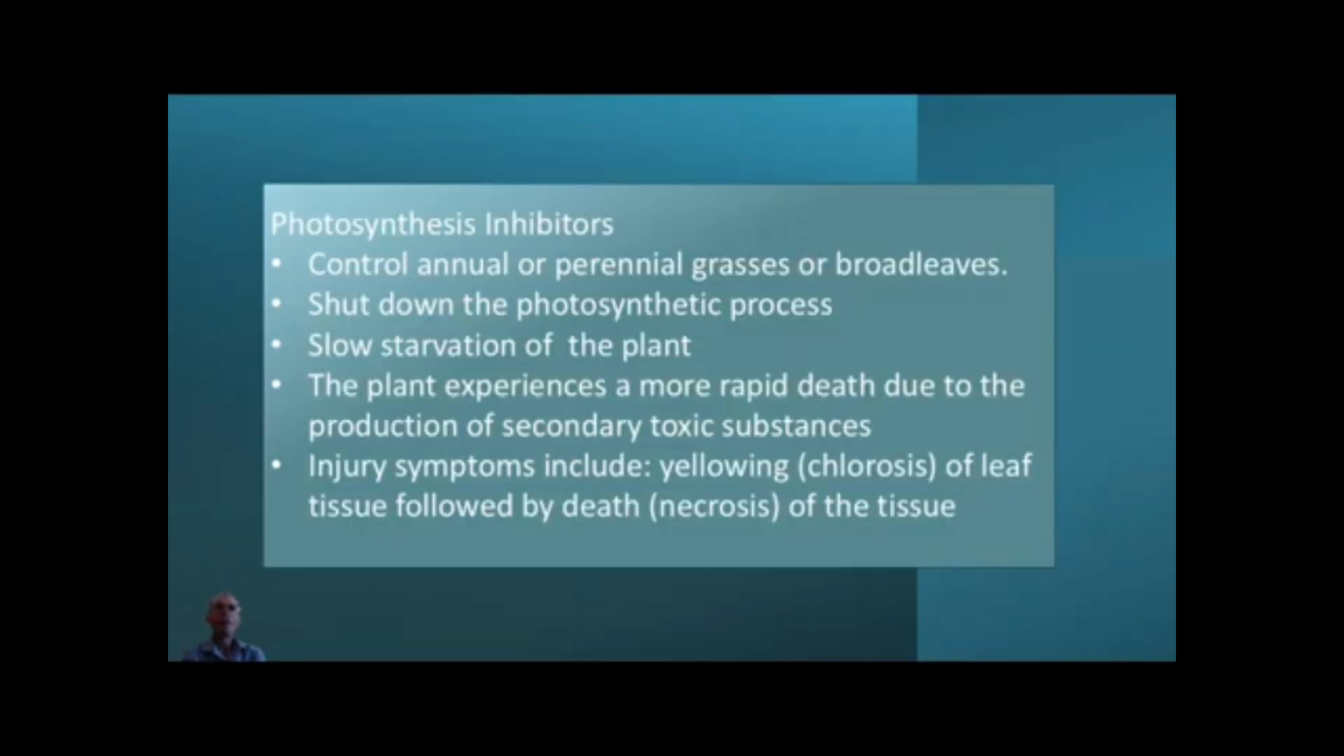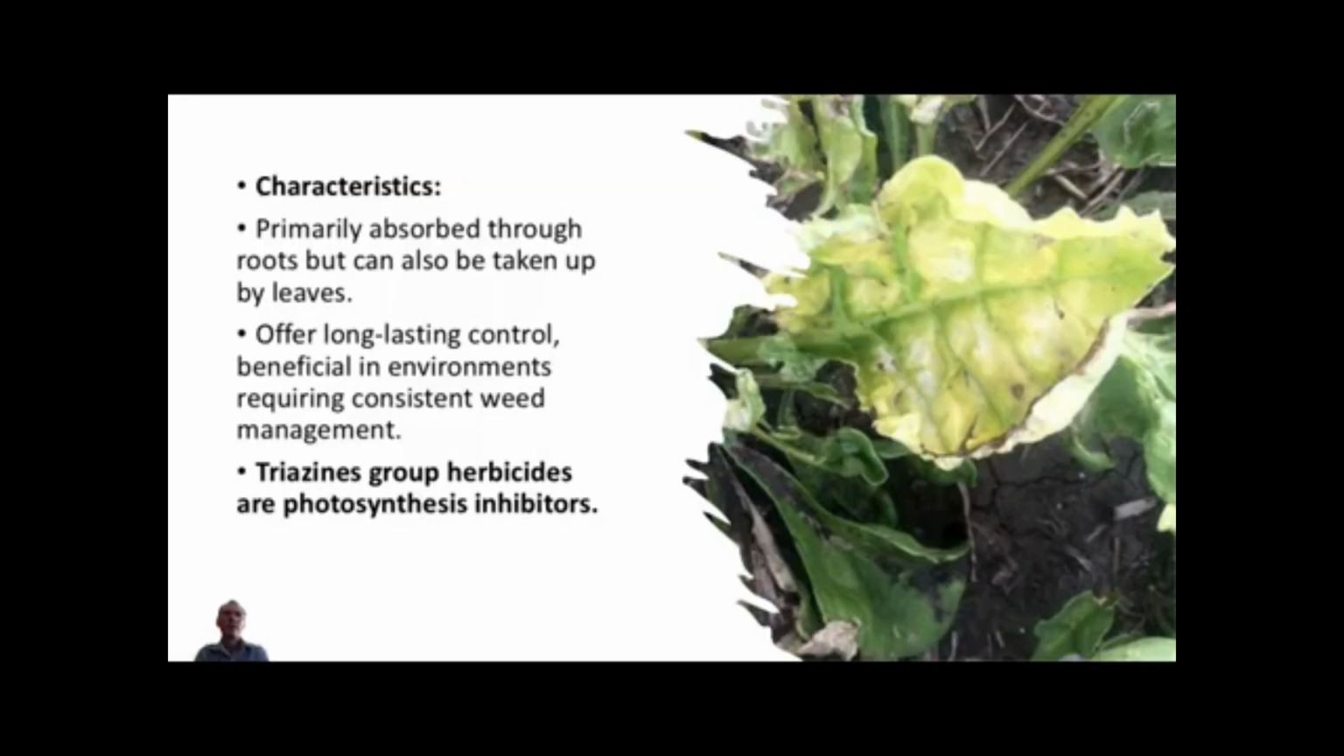A little more on photosynthesis inhibitors. Control annual or perennial grasses or broadleaves. They shut down the photosynthetic process. They slowly starve the plant. The plant experiences a more rapid death due to the production of secondary toxic substances. Injury symptoms include yellowing, chlorosis of leaf tissue, followed by death, necrosis of the tissue.